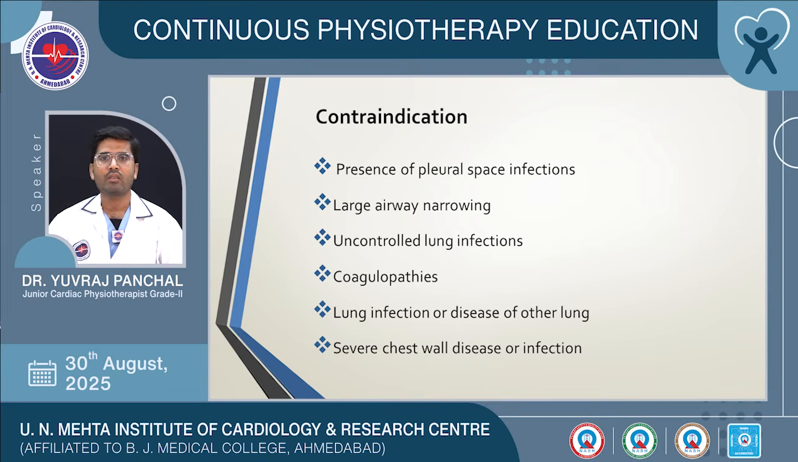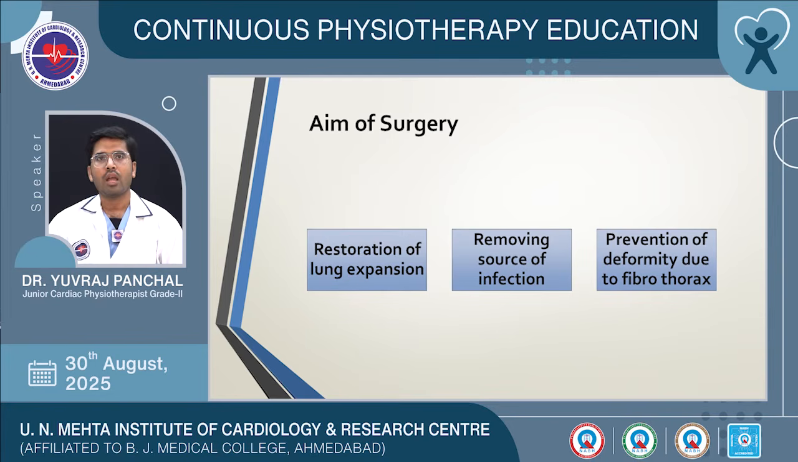Now, contraindications for decortication. Presence of pleural space infections, large airway narrowing, uncontrolled lung infections, coagulopathy, lung infection or disease of the other lung, severe chest wall disease or infection. Aim of surgery: restoration of lung expansion, removing source of infection and prevention of deformity due to fibrothorax.